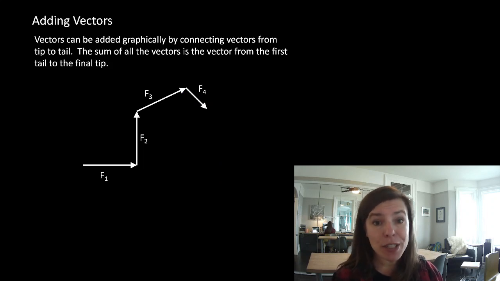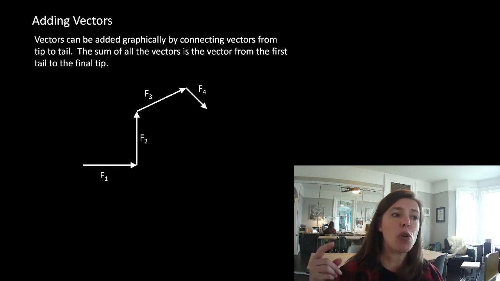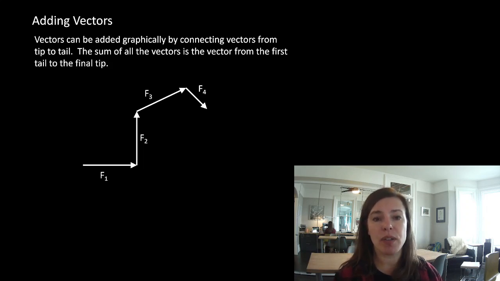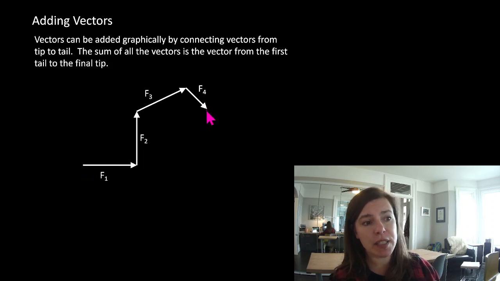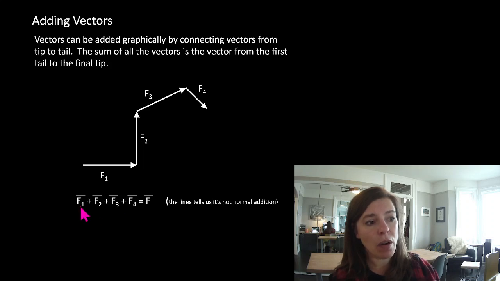Well, don't worry, I'm going to teach you the math in a few minutes, but graphically, there's a really easy way to do this. And if you have software that is to scale, like AutoCAD, you can actually do this and get exact numbers. So if I want to add all these up, I can draw one new vector that starts at the tail of the first vector and finishes at the tip of the last vector. So I want to know F1 plus F2 plus F3 plus F4.